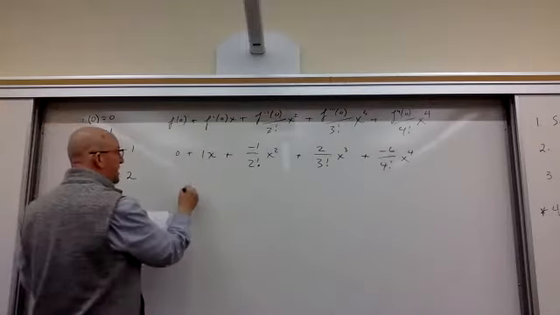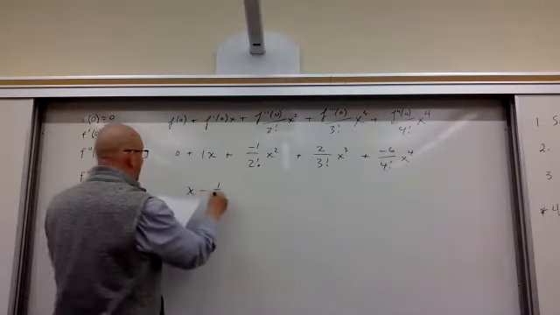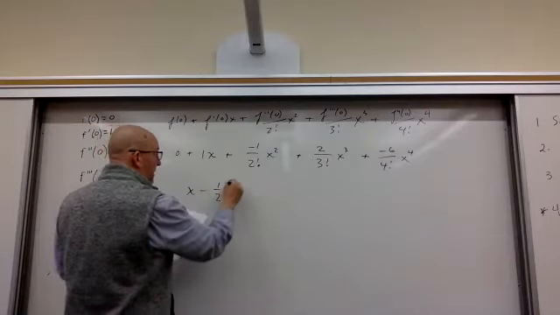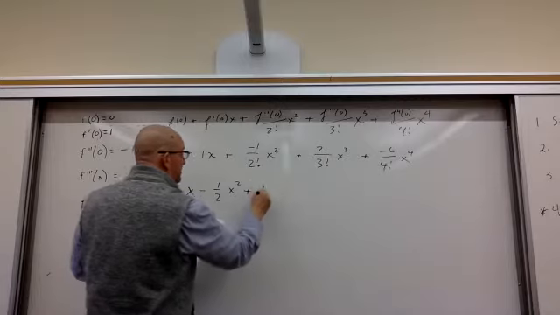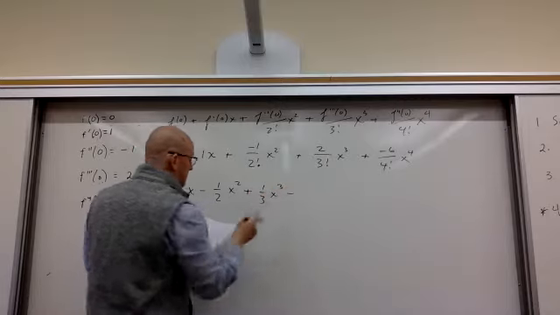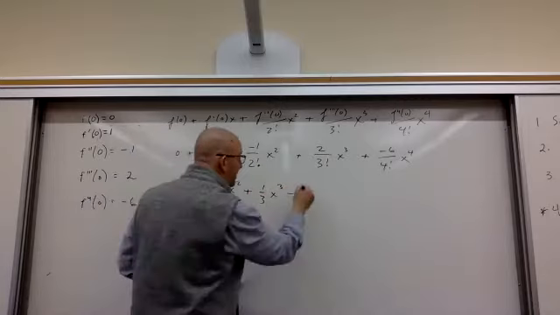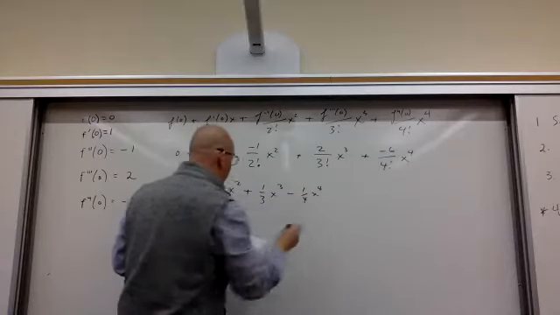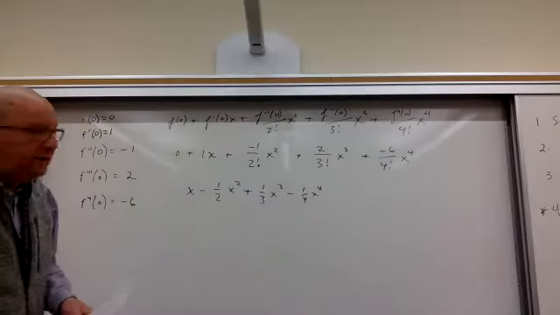And it sure looks like it. x minus 1/2 x squared plus 2 over 6, 1/3 x cubed, minus 6 over 24, which would be 1/4, x to the fourth. Okay, so there's part A, done, check.